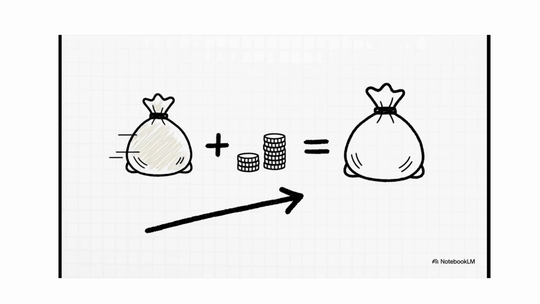Let's see how this plays out. Say you've got 5,000 rupees, and it's earning 10% in simple interest. Well, after 1 year, that's a neat 500 rupees in your pocket. After 2 years, you've made 1,000 rupees. Add that to what you started with, and boom, you're at 6,000. See? Simple, steady, and predictable.